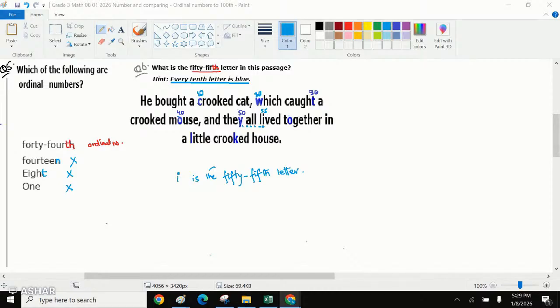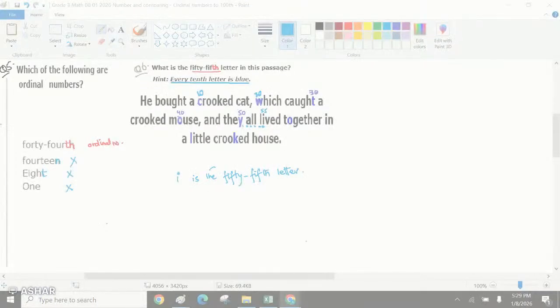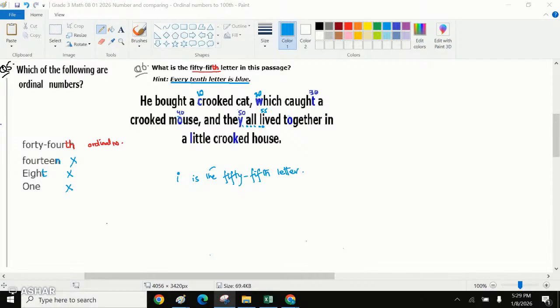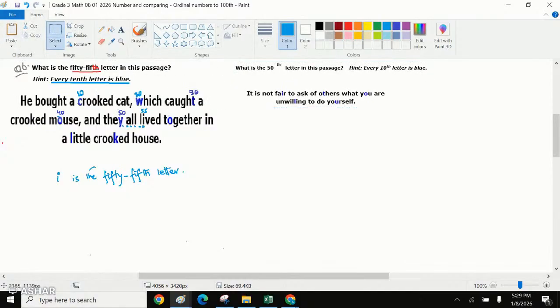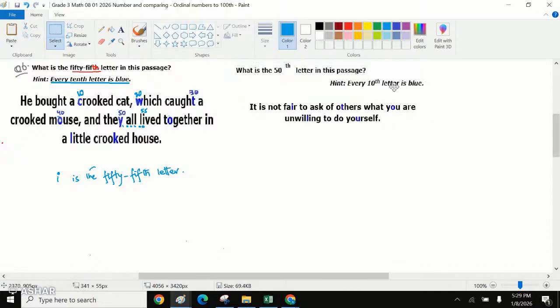The next question says, what is the 50th letter in the new passage? So whenever we are talking about position, we will use ordinal numbers. Let's copy paste, let's enlarge this so that we have everything clear. Question number 7, they're asking us, what is the 50th? It says 50 with a T and H. That means still we are looking at the position, right?